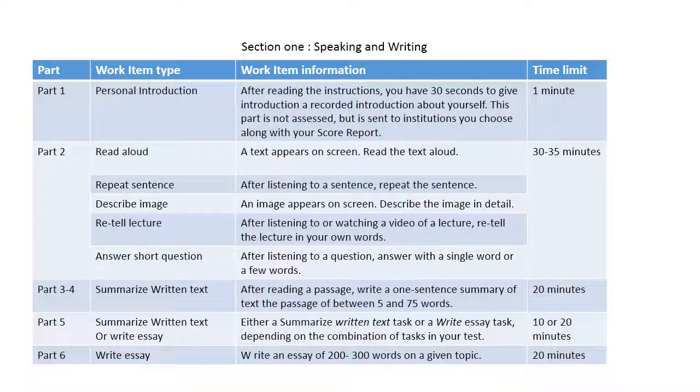Part 5, summarize written text or write essay. You will get either a summarize written text task or a write essay task, depending on the combination of tasks in your test. It will be for 10 or 20 minutes. And then finally part 6 of the speaking and writing section, that is write essay. Write an essay of 200 to 300 words on a given topic, and it will again be for 20 minutes only. So these are the details related to speaking and writing.